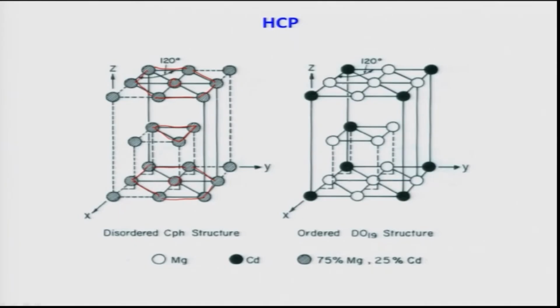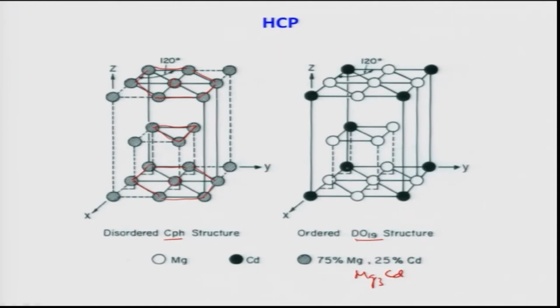Now, the question is, this is an average, where we do not know which site is occupied by what type of atom, magnesium or cadmium. But the moment a few atomic positions are fixed, then we have to talk about the DO19 structure. This is an ordered structure; basically the name is given like that. This is the CPH close packed hexagonal structure, this is the ordered structure, again with similar atomic compositions, 75% magnesium, 25% cadmium. So, that means this is Mg3Cd.